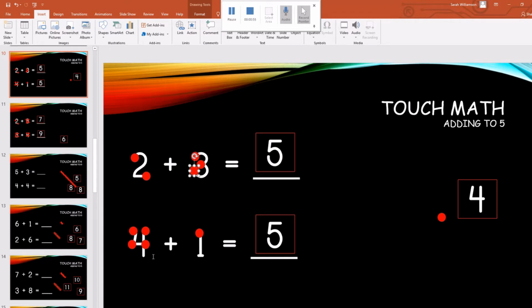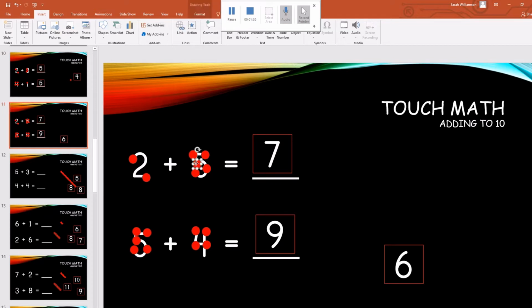All right, here we go. 4 plus 1. Let's go ahead and just count our dots. We've already got them on the numbers here in the right places. All we have to do now is count the dots. 1, 2, 3, 4, 5. So the answer is 5. All right, let's move on.